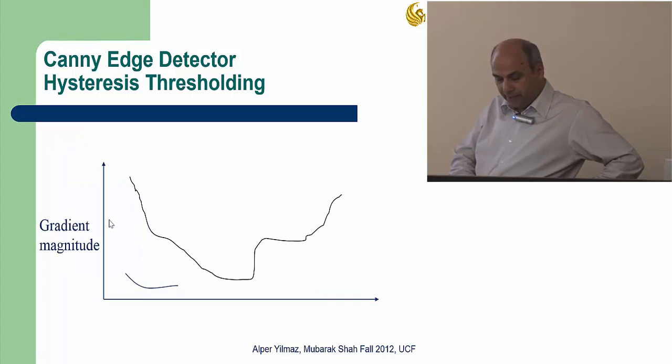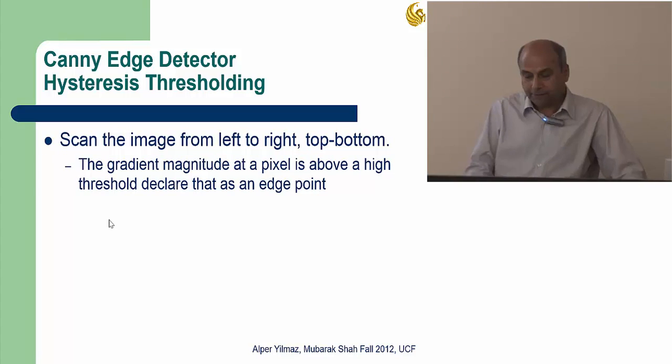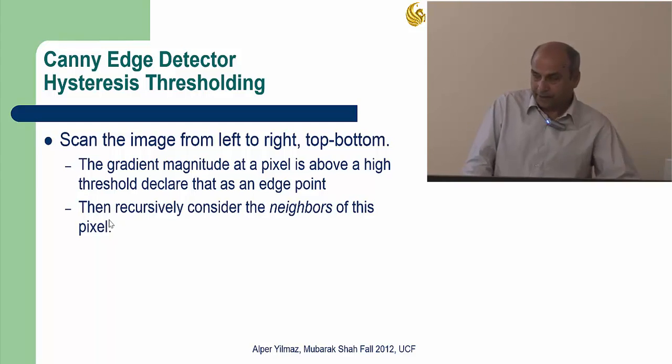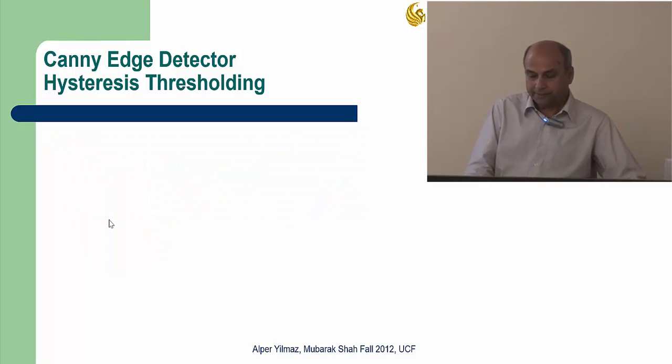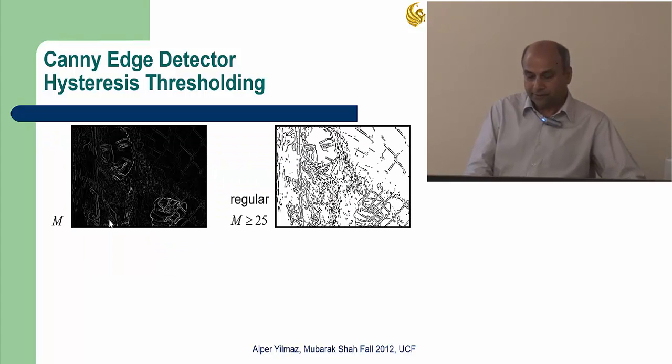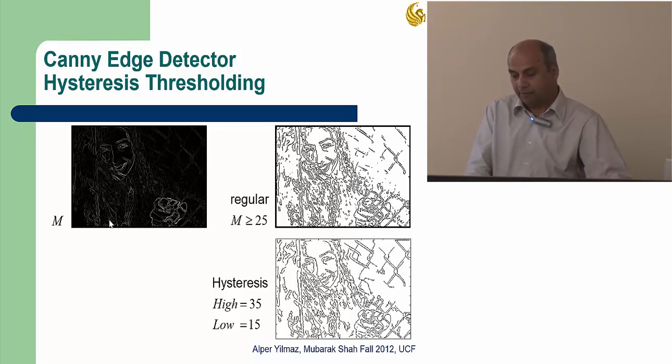Okay, so that's what we went through. Therefore, scan the image from left to right. If the gradient magnitude of a pixel is above high, declare that an edge point. Then recursively we look at its neighbors. If the gradient magnitude is above low, we declare it an edge point, and that's what you're going to get. This is the regular one-threshold result, and this one has high 35, low 15, so it's better than the one on the top.